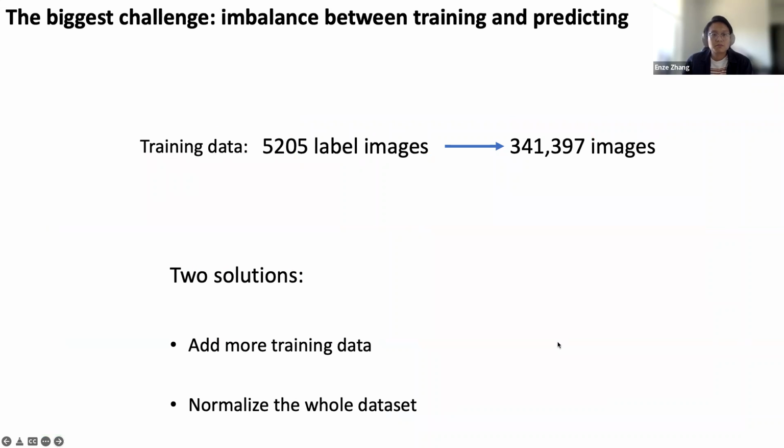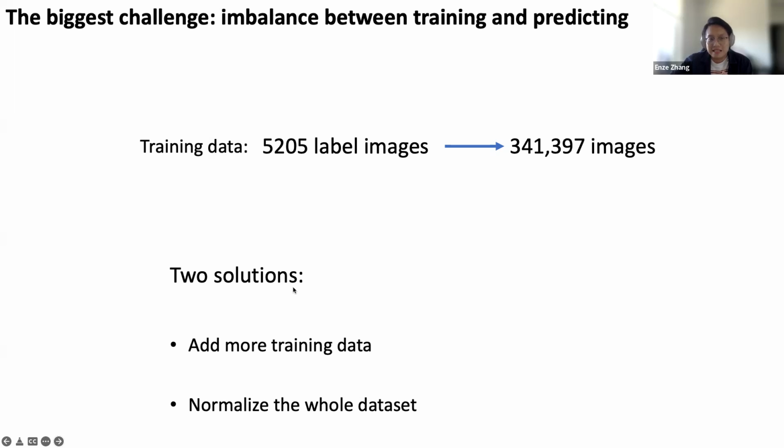But still, even though we have around 5,000 label images, there's still a large imbalance between the training images and the images we're going to predict. So, it is the beautiful thing of deep learning. We can train the network using a limited amount of images, and use that network to predict more images. But when the imbalance is this big, there's going to be a problem.